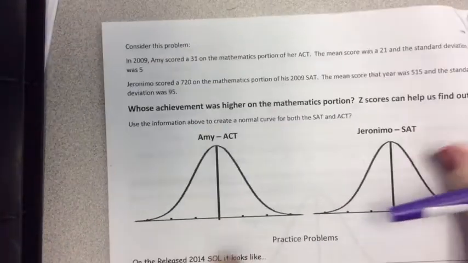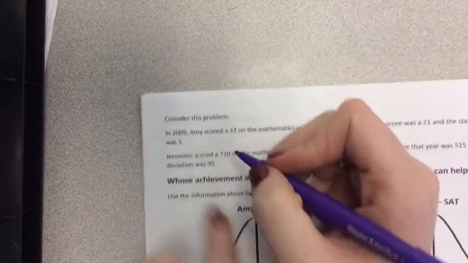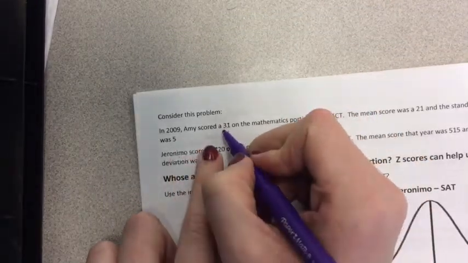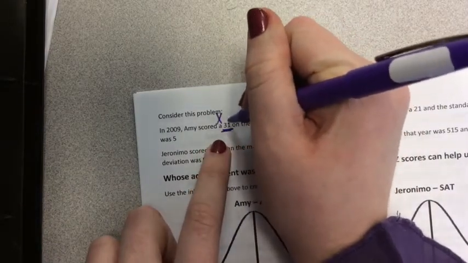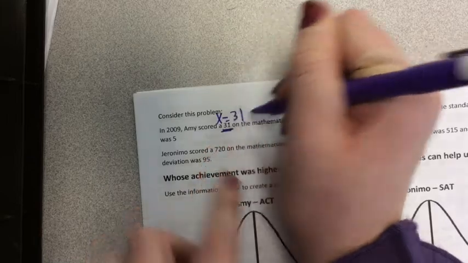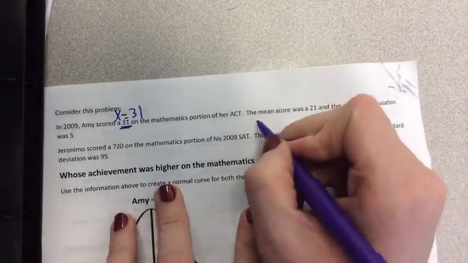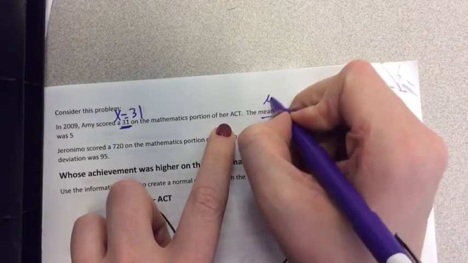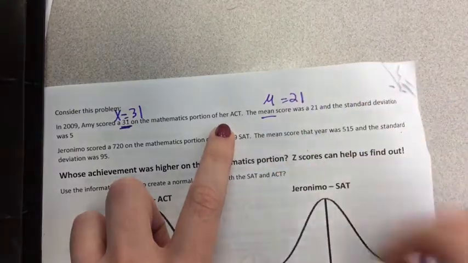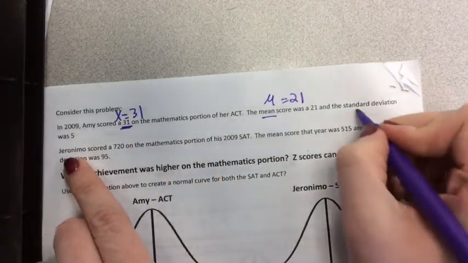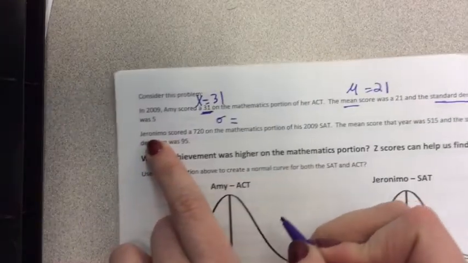Let's do a little more practice on z-scores and normal curves. So it says that Amy scored a 31. Okay, that looks like it's going to be my data point, or my x, or my element, on the mathematics portion of her ACT. The mean, that's one of my key words, that's the mu, was 21. And the standard deviation, another one of my key words, that's the circle with a line over it, was 5.